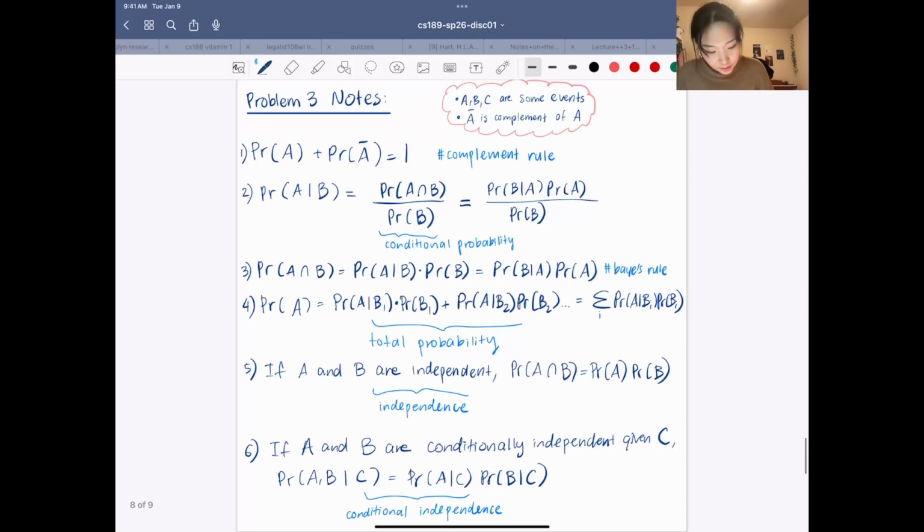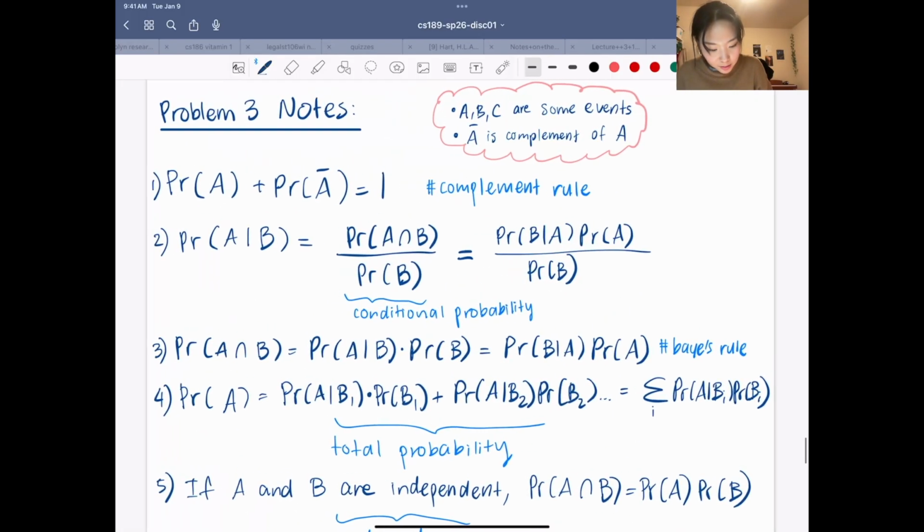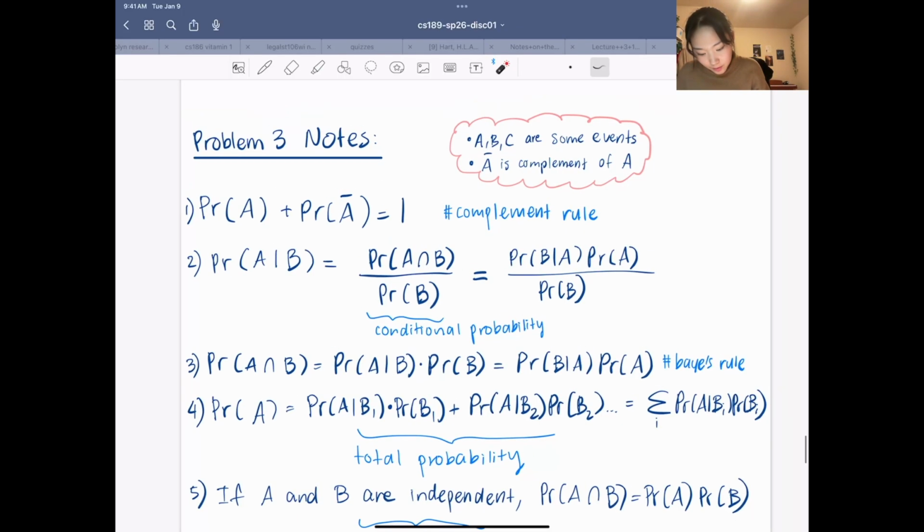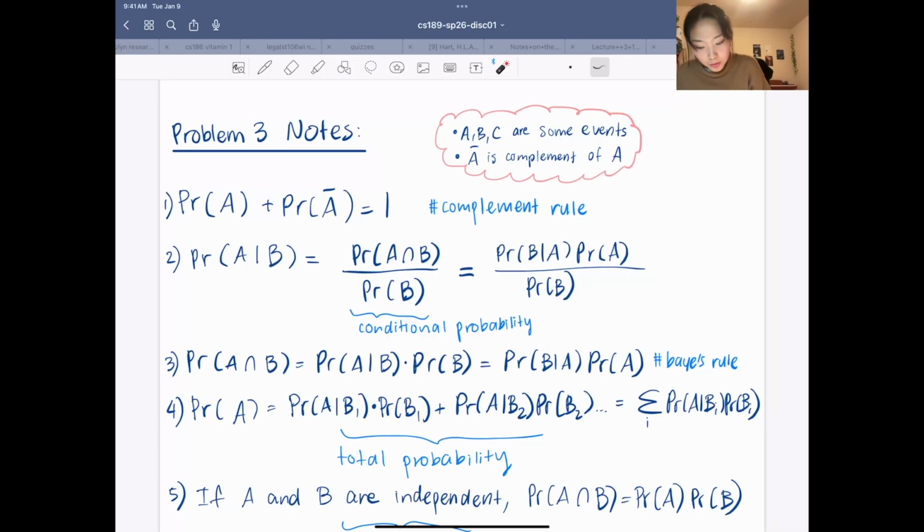Okay, given that A, B, and C are some events, I define here the complement of A, aka the opposite of A. Let's say A is wearing red shoes, the complement would be not wearing red shoes. So I define that with a little bar here. The first rule is the complement rule. The probability of A happening and the probability of A not happening covers all possibilities, so the sum should be 1.